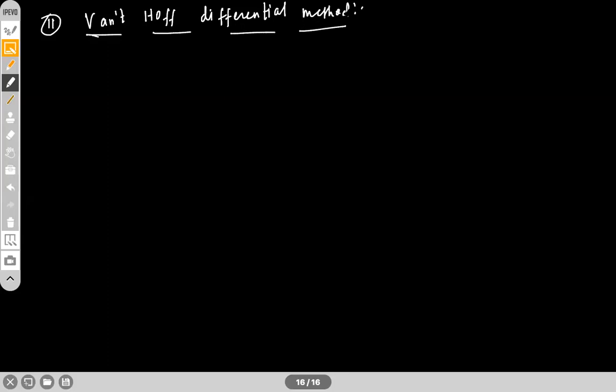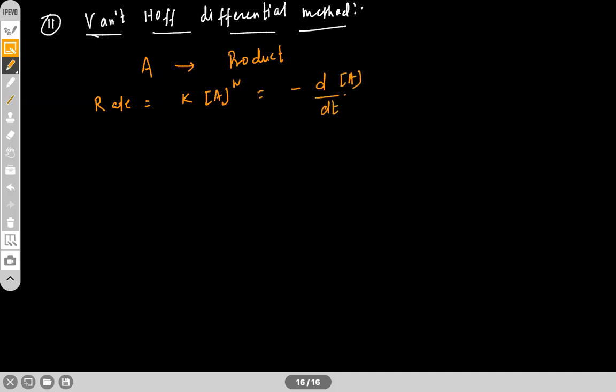Van 't Hoff differential method. In this, what happens, you see, suppose a reaction A gives product. The rate expression of this we can write. We do not know the order. The rate we can write as k concentration of A to the power n, where n is the order of the reaction, which we can also write as minus d concentration of A by dt. This is also rate.